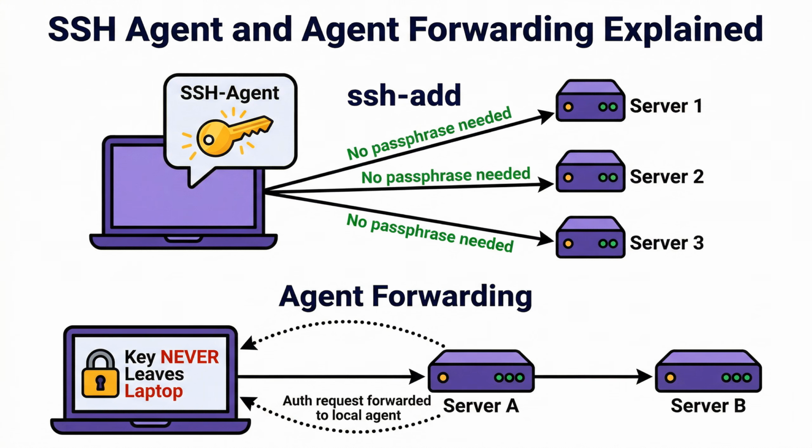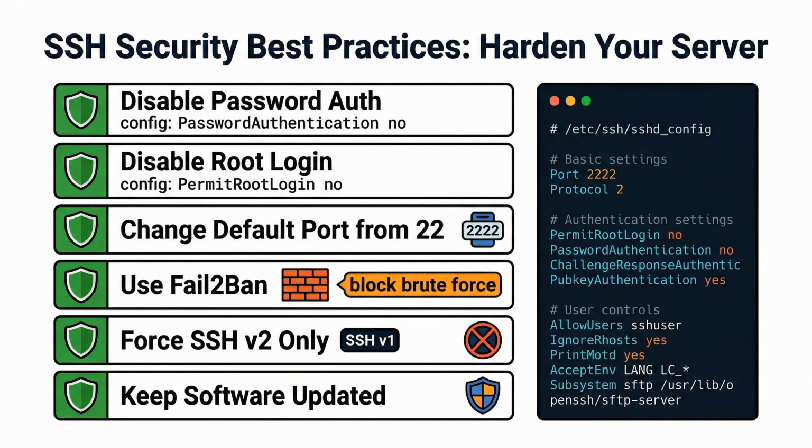Say you're on server A and need to SSH to server B. Normally, you'd need your private key on server A, which is risky. With agent forwarding, server A forwards authentication back to your local SSH agent. Your private key never leaves your laptop. It's beautifully secure. All right, let's talk security best practices, because knowing SSH isn't enough.